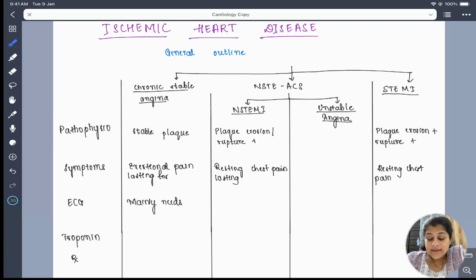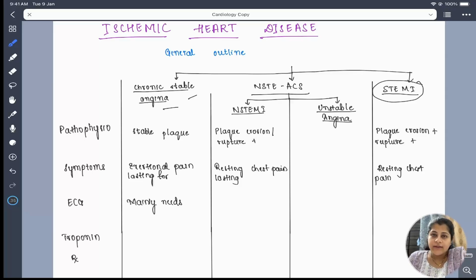So, let's get started. Now, when you see ischemic heart disease, you can actually divide it into types. First is the chronic stable angina. Then you have non-ST elevation acute coronary syndrome. Then you have ST elevation myocardial infarction. So, there is chronic stable angina, non-ST elevation acute coronary syndromes, and ST elevation myocardial infarction.